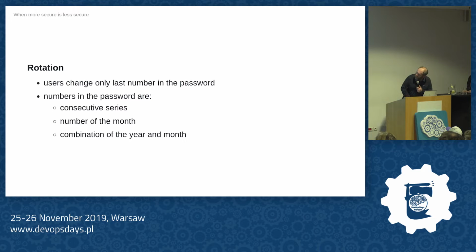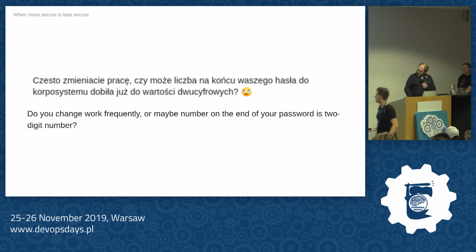Rotation. The user has to change the password every month. So usually the user has a number at the end, and the number is the current month. And this is not only my imagination, because look at the question that I found on a Facebook page: Do you change your word frequently, or maybe the number at the end of your password is a 2-digit number?